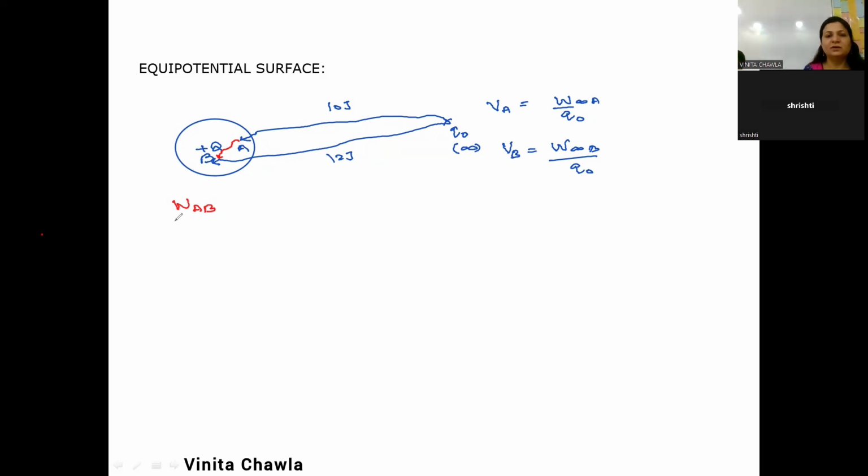So the work done in moving the charge from A to B is equal to the potential difference. Potential difference is the electric potential at B minus the electric potential at A, VB minus VA. Okay.